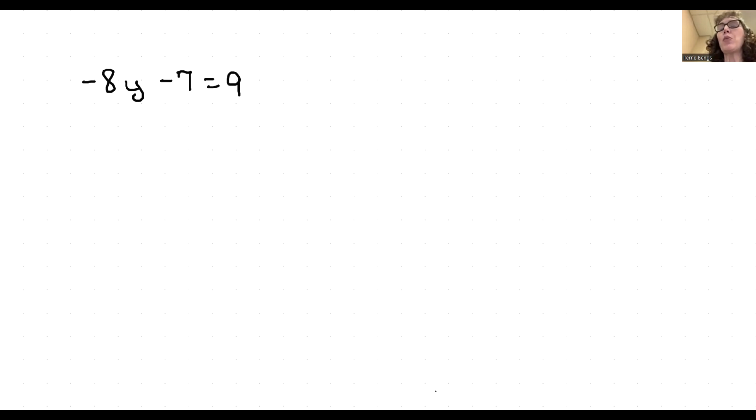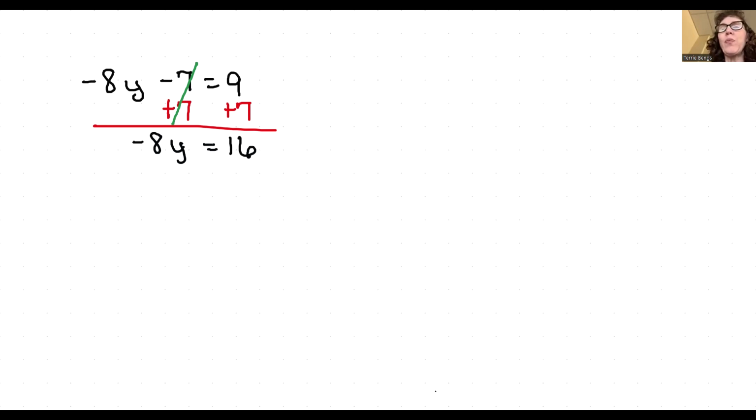If you remember from previous videos, to move a number across an equal sign, we have to do the opposite. So here we have a negative 7, and the opposite of a negative 7 would be a plus 7. What we do to one side of the equal sign, we must do to the other side. So we will add 7 to both sides. And when we do that, that helps cancel out our 7s because a negative 7 plus 7 just makes 0. And so we are left with negative 8y equals 16.